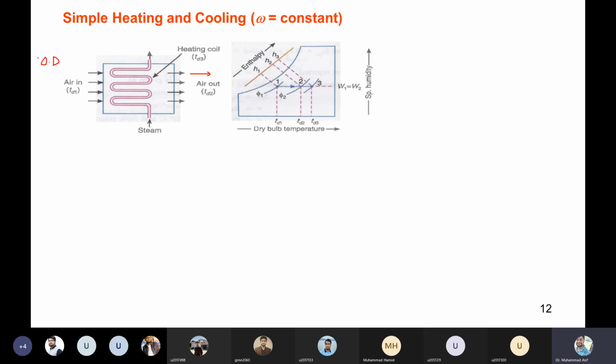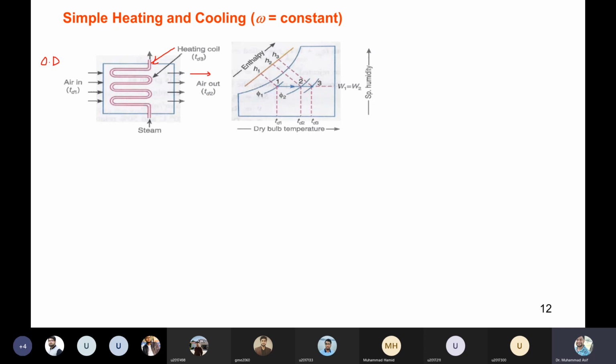Let's say the outdoor atmospheric moist air is much cooler, and that air can be heated up with the help of a coil. That coil could be electric heating, or it could be steam heating, where the steam moves inside the coil, so the air comes in contact with the surface of the coil and gains heat. As a result, the air going into the conditioned space will have a higher temperature. So if we are not adding or removing water content, we call it a simple heating process, and we can draw it on the psychrometric chart.